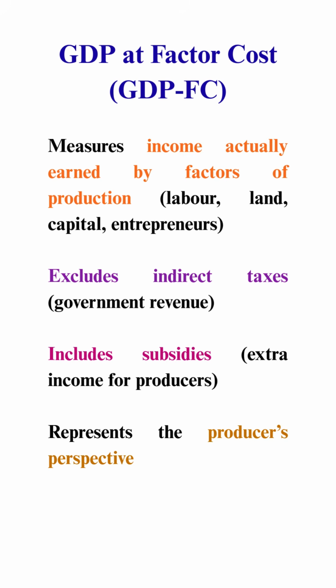Next, we will see GDP at factor cost. Now, instead of looking from the buyer's point of view, imagine we're standing in the producer's shoes. Factor cost measures the income actually earned by workers, landowners, businesses, and capital. To get GDP at factor cost, we subtract indirect taxes, since that money goes to the government, not producers, and we add subsidies, because that extra money boosts the producer's earnings.